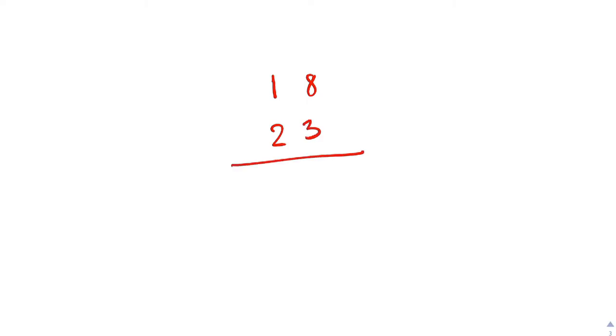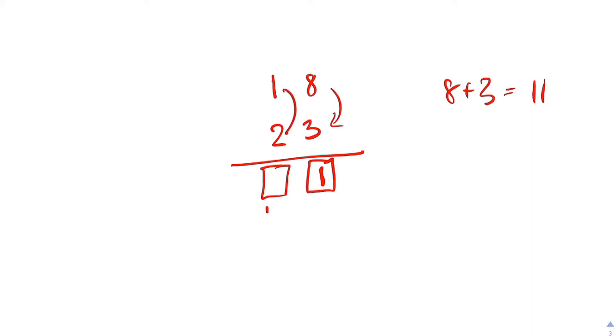23. Now when we add 8 plus 3, the answer is 11, but 11 can't fit in this box because we can only put one number in each of the columns. So we know that 8 plus 3 equals 11. So we write this as a 1, carry a 1. And then when we do 1 plus 2, that's 3 plus the carry is 4. So we know that 18 plus 23 is equal to 41.